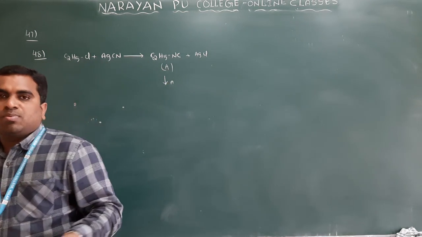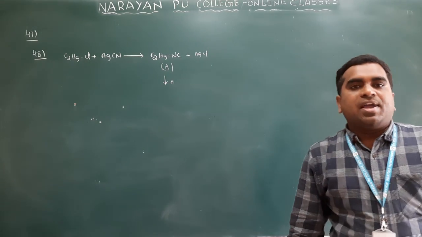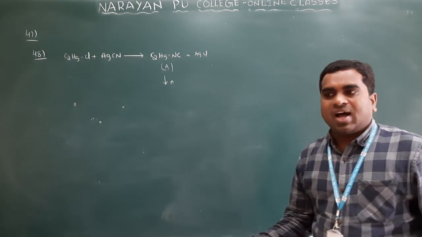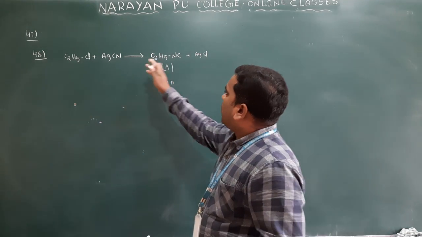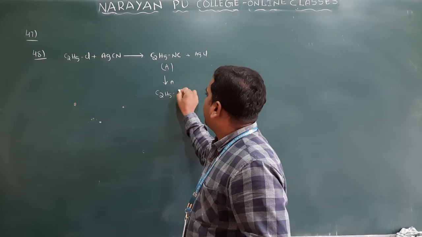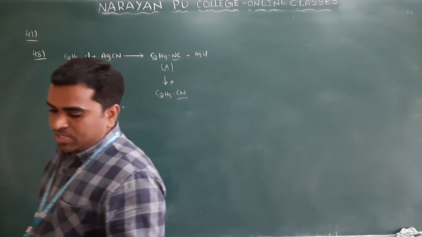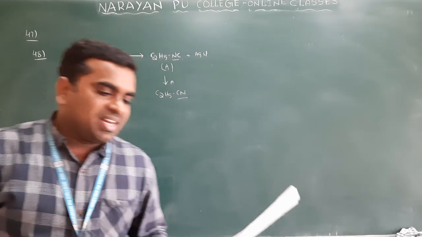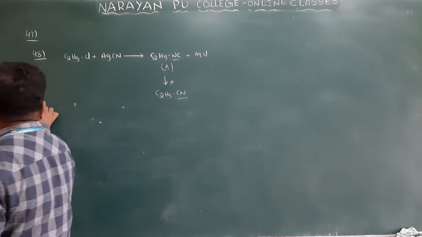You know, cyanides and isocyanides are functional isomers. Alcohols and ketones are also functional isomers. So here, cyanides and isocyanides, C2H5CN and C2H5NC, are functional isomers. That's why option 3 is the correct one. Next one, coming to question number 49.